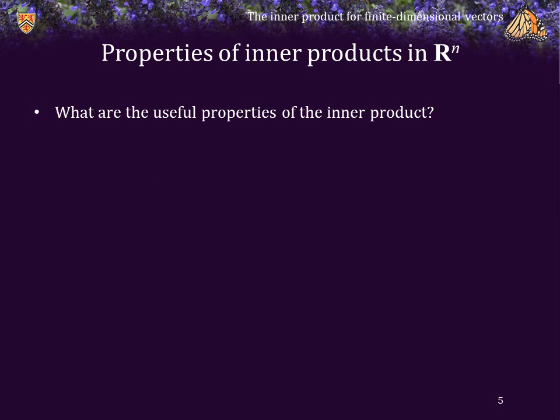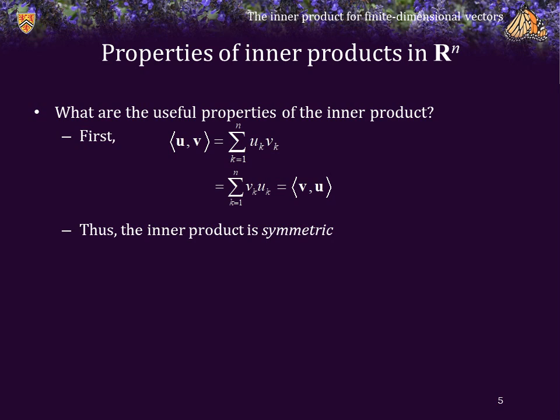So what are some of the useful properties of the inner product? First of all, here's the definition of the inner product. But notice that in the sum, it's just a multiplication, and multiplication is commutative. So we could just rearrange those two entries. So that is equal to that sum of products. But that, by definition, is the inner product of v and u. Thus, the inner product is symmetric in its two operands.